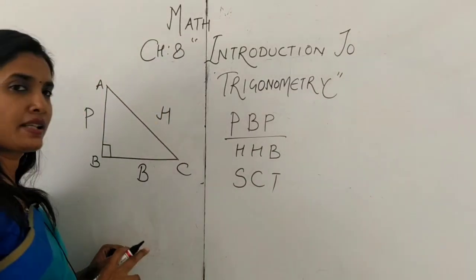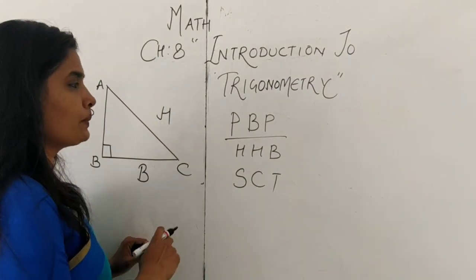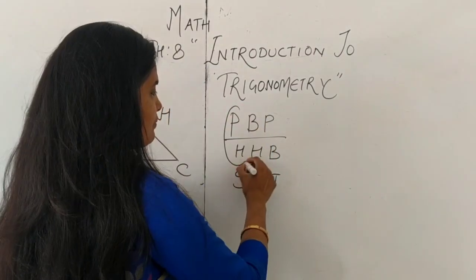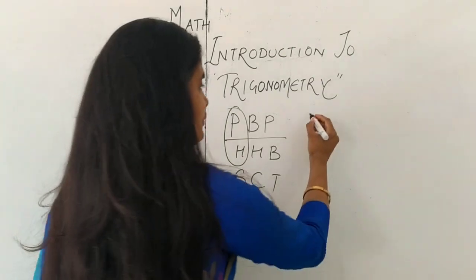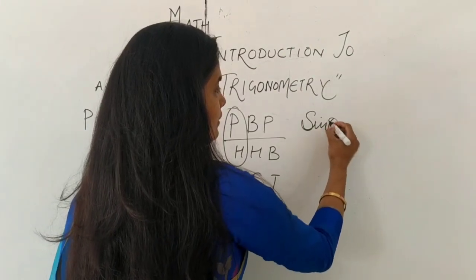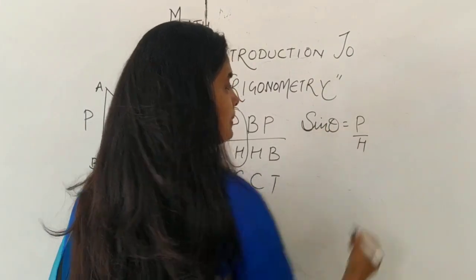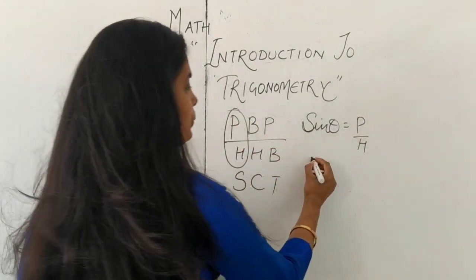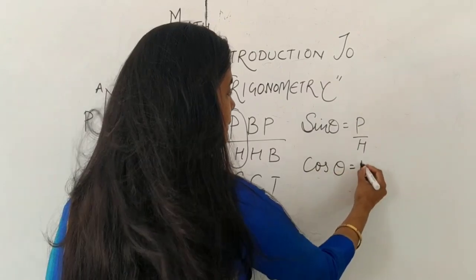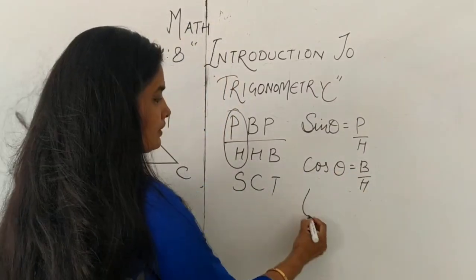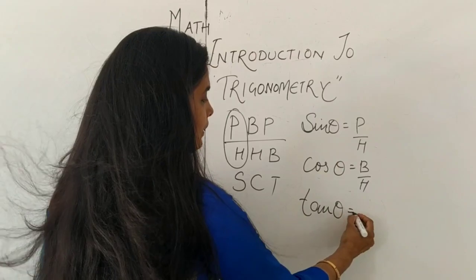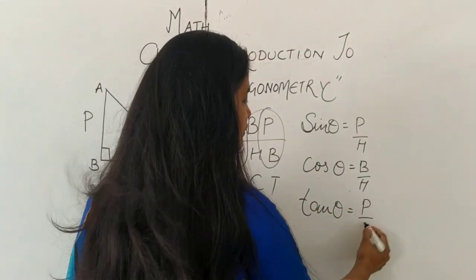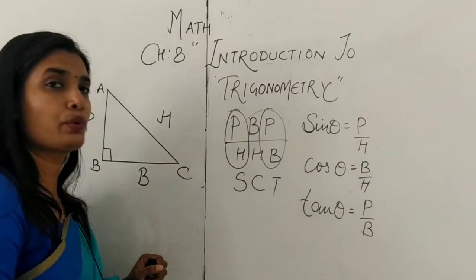I have already explained all these things, like what trigonometric ratios are: ratios of sides. Suppose P upon H; if we are talking about P upon H, that is for sin theta. The ratio of sin theta will be P upon H, and the second one is B upon H, so the cos theta ratio will be B upon H, and the third one is tan theta, and the ratio of tan theta will be P upon B. Fine. Suppose I want to take the reciprocal of these ratios.